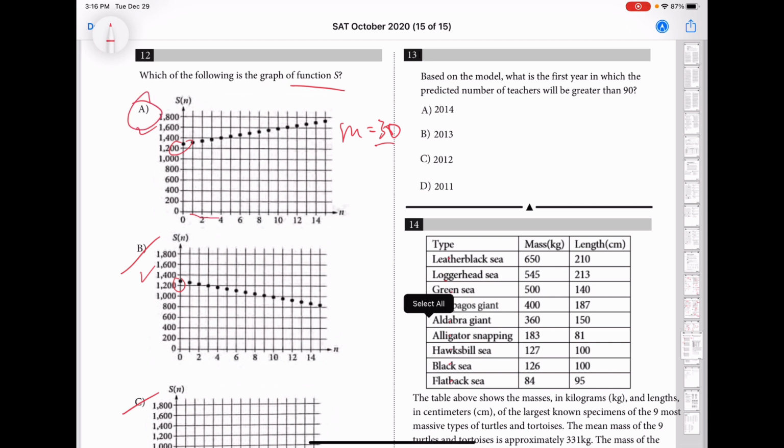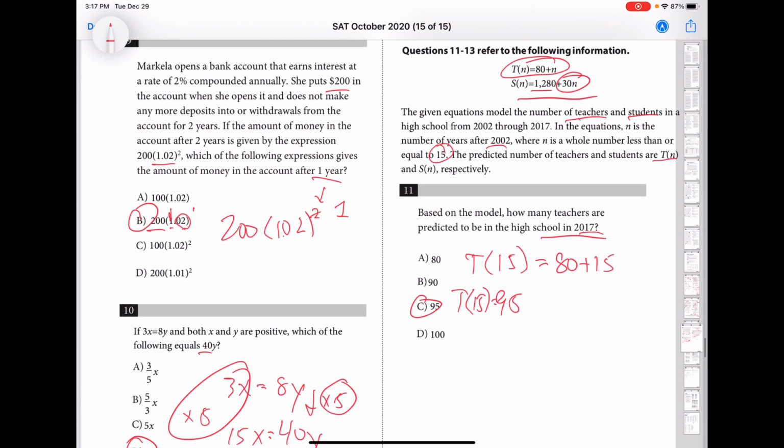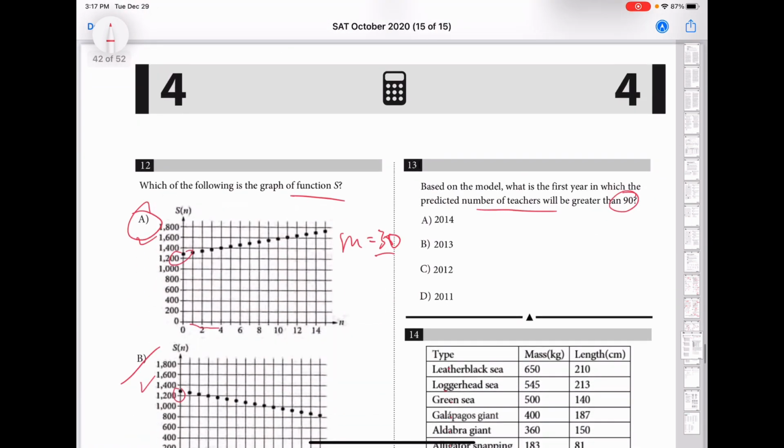And for number 13, based on the model, what is the first year in which the predicted number of teachers will be greater than 90? So let's look at the teacher equation again. The teacher equation is T of n equals 80 plus n. And we want this number to be greater than 90. So we're going to set that to be greater than 90. Let's subtract 80 from both sides. We're going to get 10 less than n. So that means n has to be a number greater than 10.